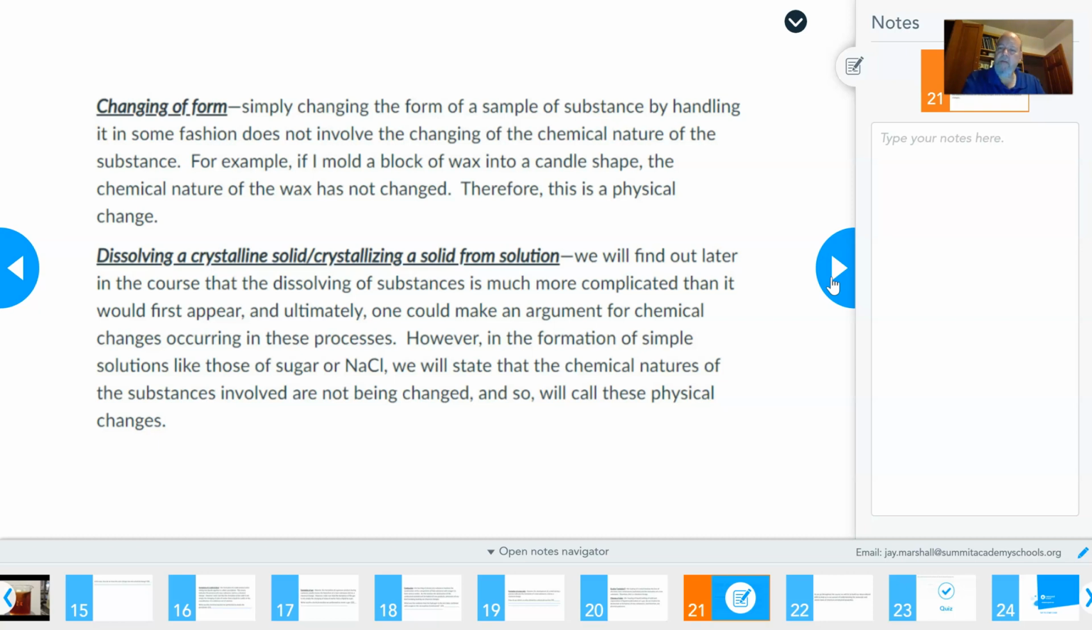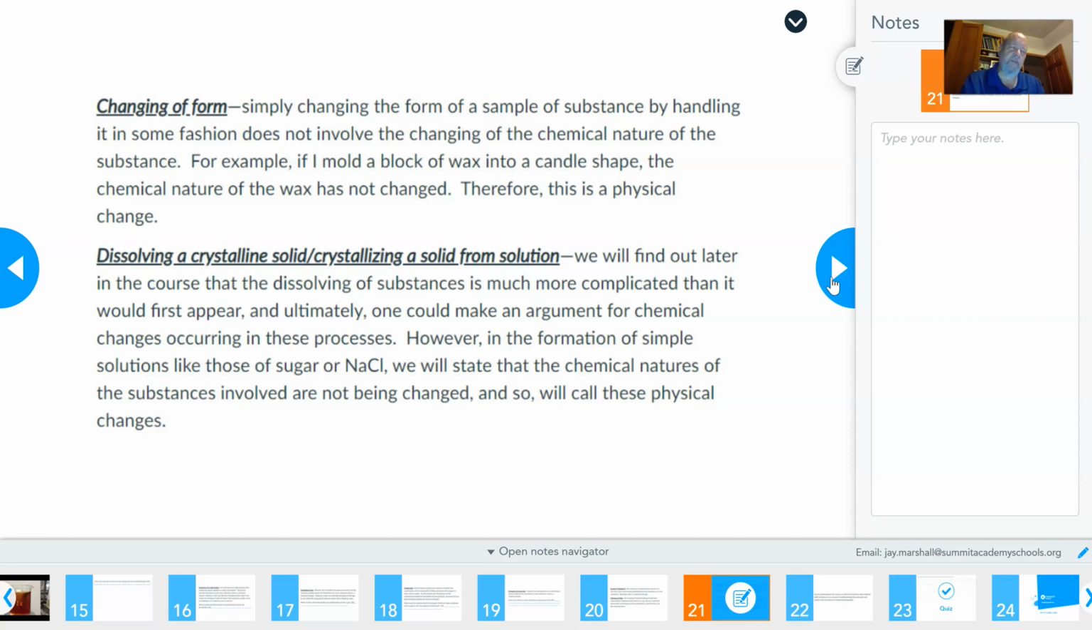And then finally, the process of dissolving a substance is sort of a gray area for us. There are some arguments that you can make for chemical changes. There are some arguments that you can make for physical changes. And we'll talk a lot more about that when we talk about solutions.